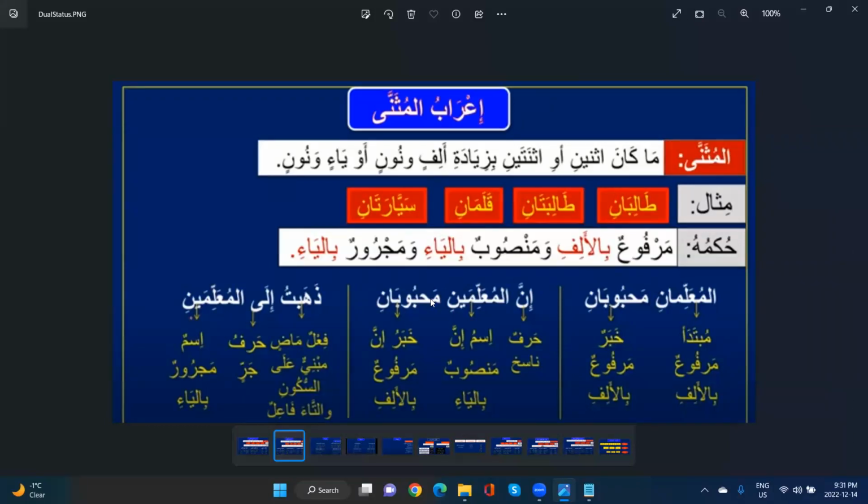Now, what happened to mahbubani? Because it's khabar, right? Khabru inna. Is khabru inna supposed to be marfu? Yes. And it is dual, so it's going to be the ani sound. So mahbubani, so bil alif. It is nasab bil ya, and this is rafa bil alif. That's what they are explaining in the definition here.